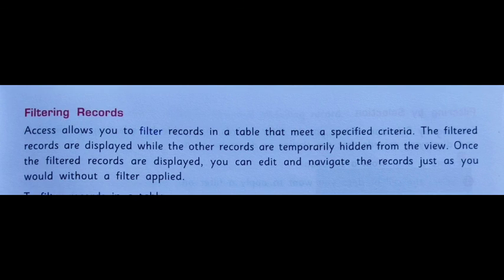Filtering records. Access allows you to filter records in a table that meet specified criteria. The filtered records are displayed while the other records are temporarily hidden from view. Once the filtered records are displayed, you can edit and navigate the records just as you would without a filter applied.